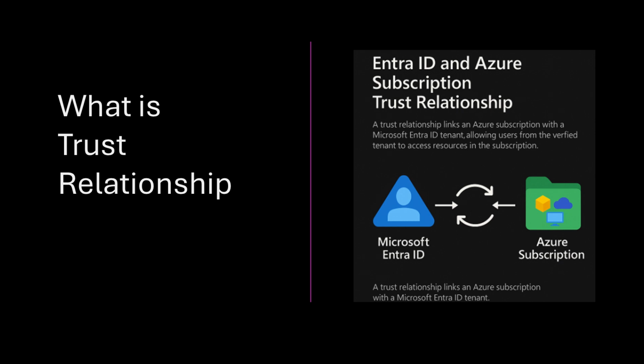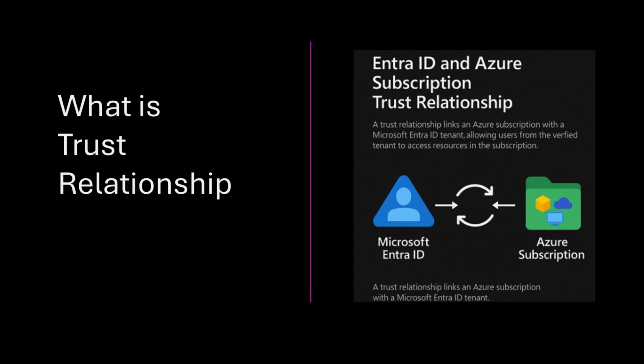You can think of it this way. Your Microsoft Entra ID tenant is like your identity office. It knows who you are. Your Azure subscription is like your bank account. It holds your resources, such as virtual machines, databases, apps, etc. The trust relationship is the bridge that connects the two.